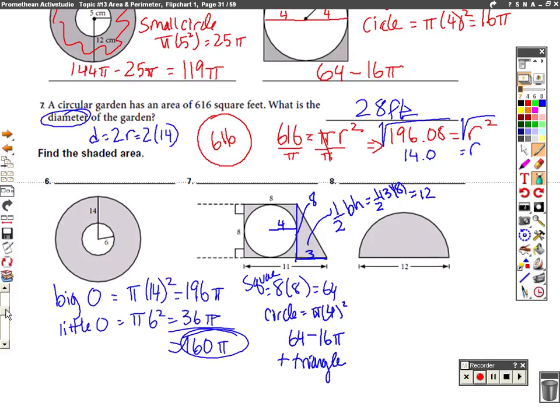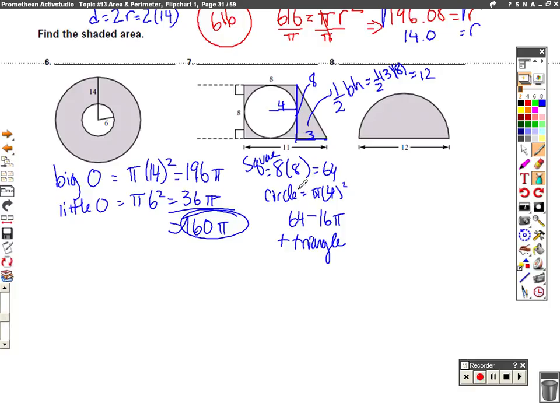So I'm going to take my box, or my square, minus my circle, 64 minus 16 pi, but I'm going to add 12 for my triangle. And I can actually combine the 64 and the 12, and I'm going to get 76 minus 16 pi.